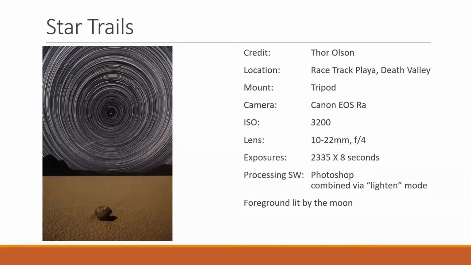If he had taken the picture for all of that time, that's about 5 hours of data, then the foreground would be way too bright. So by limiting it to 8 seconds, it keeps the foreground a little bit dimmer. Now 2,335 is a lot of finger pressing.